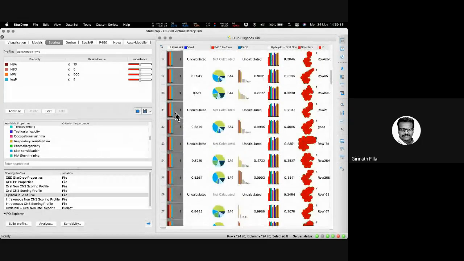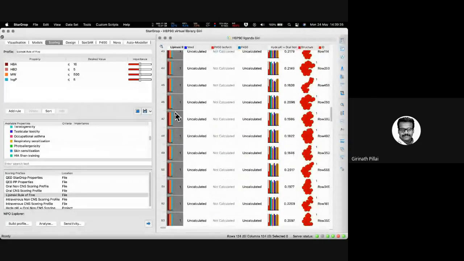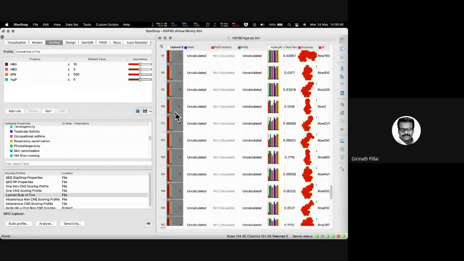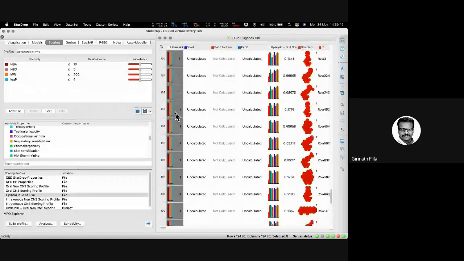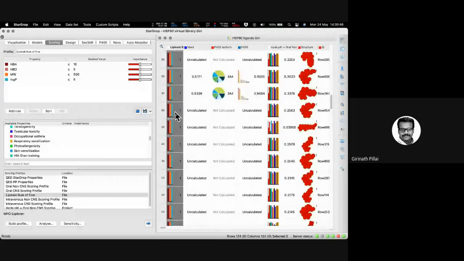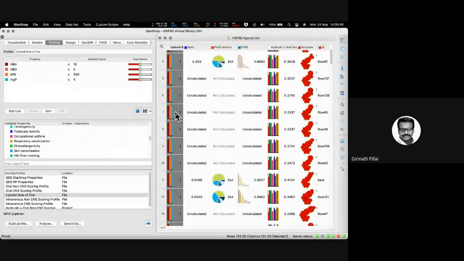No, all the compounds are going with the Lipinski rule of 5, right? So I don't have an example to show you that it is not going with the Lipinski rule. Here all the compounds are satisfying the Lipinski rule of 5. Okay. Now let's go to the next analysis.